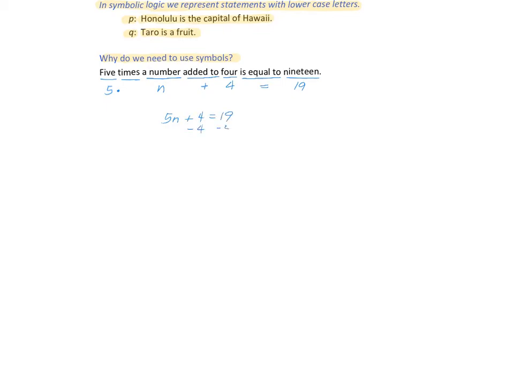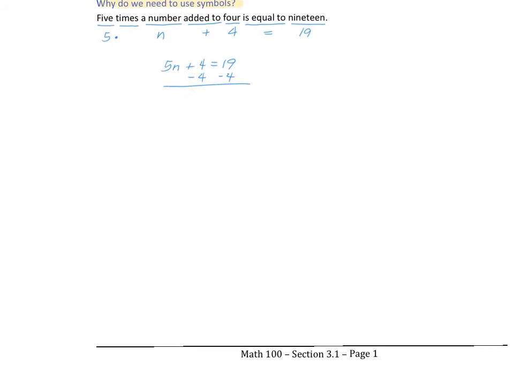Using properties of algebra, I could subtract 4 from both sides to get 5n is equal to 15, and then divide both sides by 5 so that we have n is equal to 3. So notice that it is difficult to solve this problem if it's still written in words, but once I change to symbols, then I can do my algebraic manipulation.